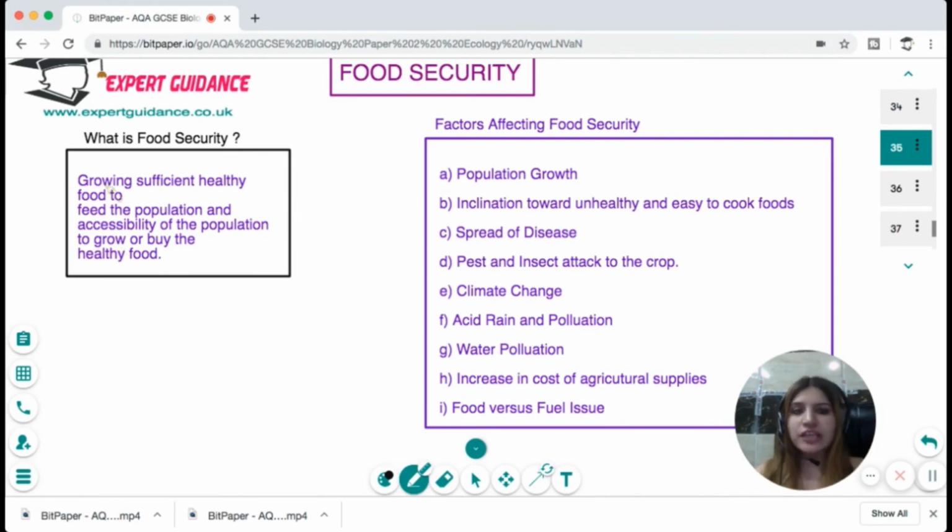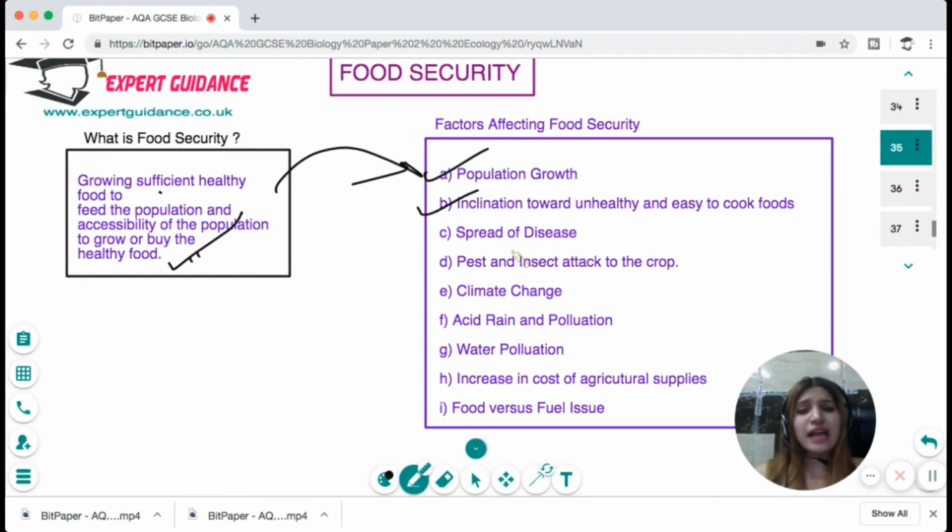Food security is growing sufficient healthy food to feed the population, and the accessibility of the population to grow or buy that healthy food. Now, there are a lot of factors that are affecting food security. First is population growth. Rapid population growth makes it difficult to make this food available to all.